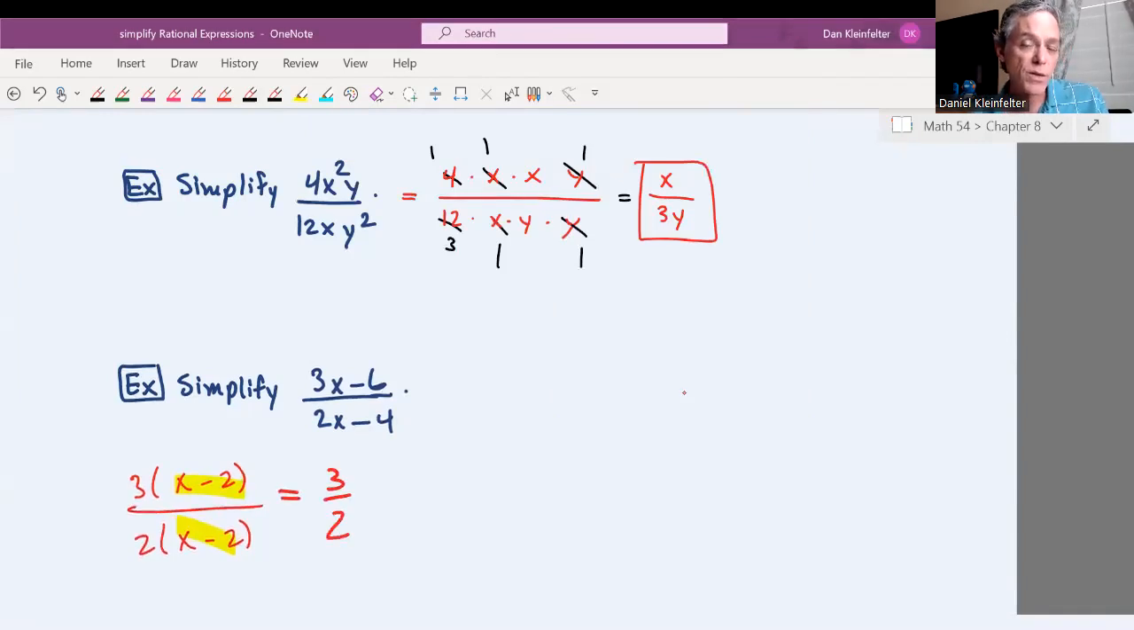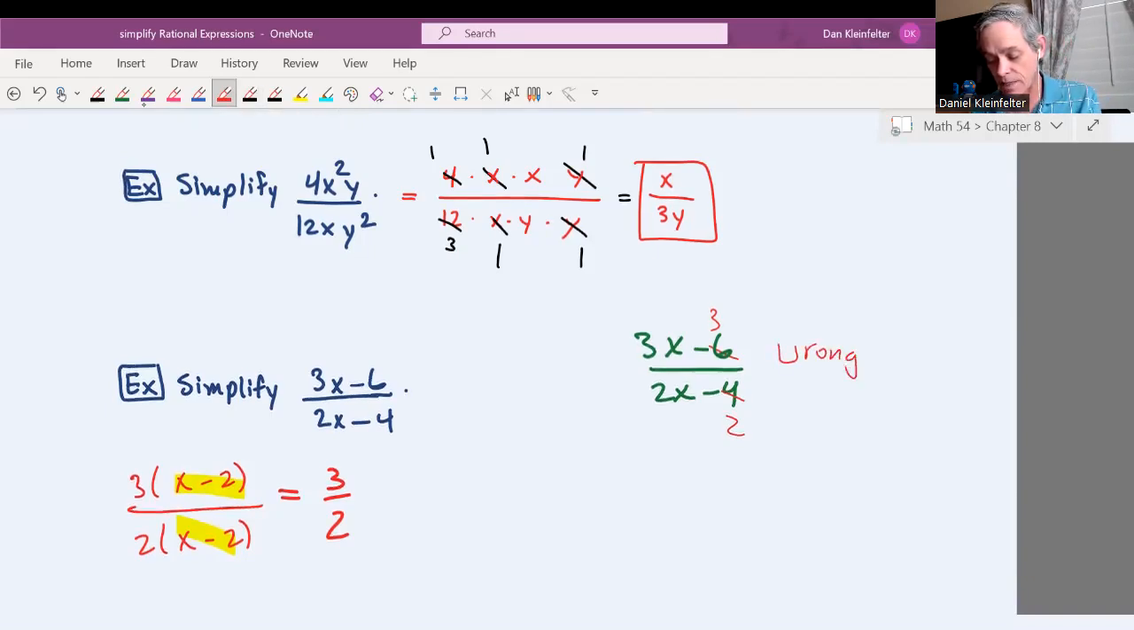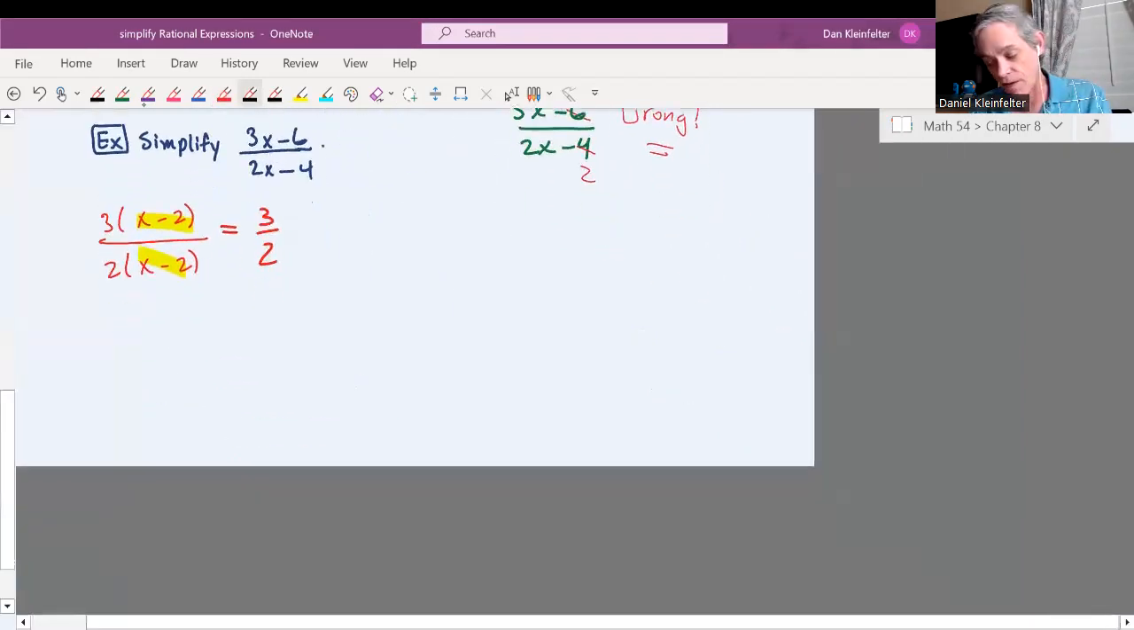Okay. It's important to note that when you're applying that fundamental property of fractions, you need to have the numerator and denominator factored. If I were to try something like this, like say, okay, well, 6 and 4 are both divisible by 2, so let me do that. That's wrong. You can't do that because the numerator and denominator aren't factored. We haven't divided the entire numerator and denominator by 2, just one little term out of it. Okay, and so that's wrong. Be careful you don't do that. We need to have the numerator and denominator factored before applying that fundamental property of fractions.